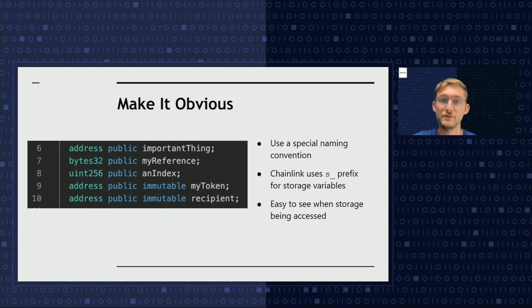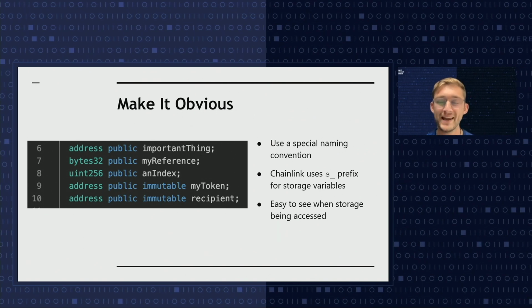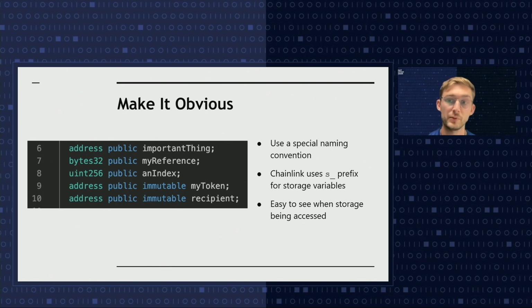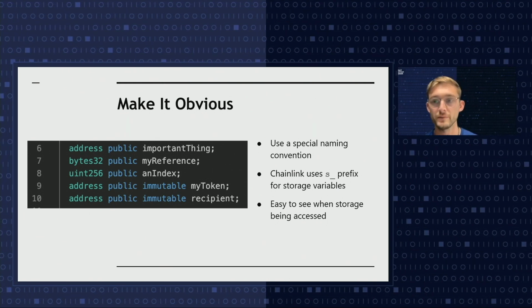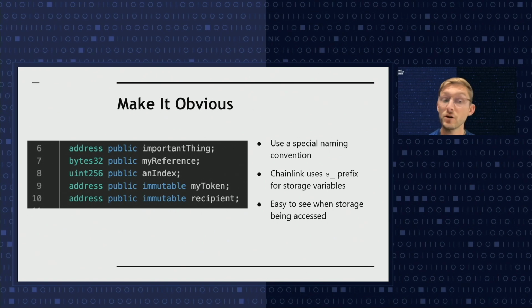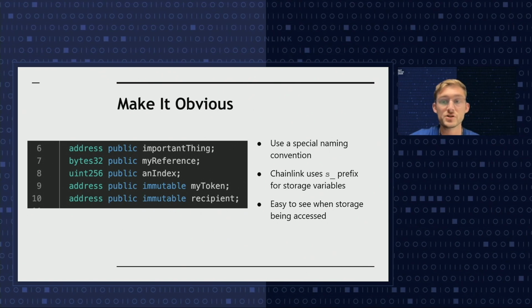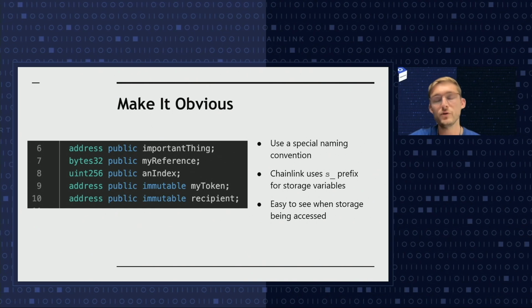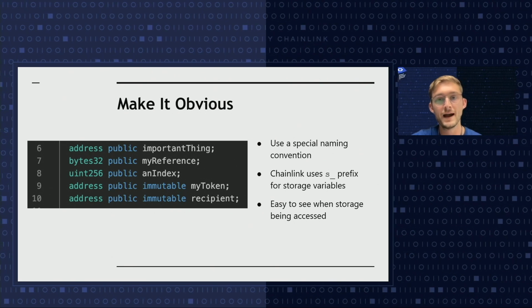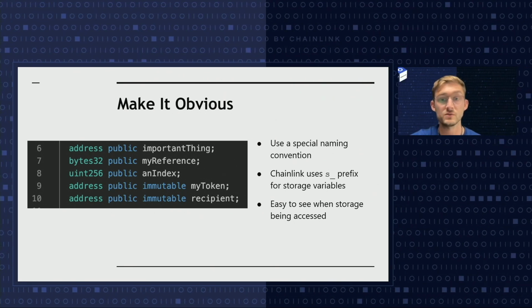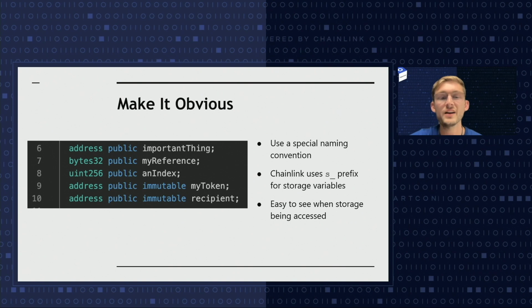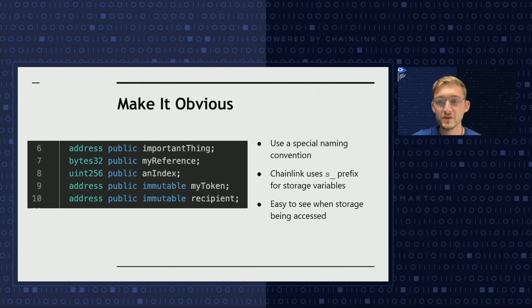Number 3, make it obvious. Make it painfully obvious that a function is accessing storage. So how can we do this? In this example on the left, we've got 5 variables, 3 of which are in storage and 2 of which are immutable, so they're not in storage. But as far as the reader is concerned, it's hard to tell. If we're 100 lines, 200 lines, 300 lines deep, checking out a function somewhere, how do we know that that function is interacting with storage, which we know is expensive, or an immutable variable? We can't unless we scroll all the way to the top, and that can break your flow a little bit.